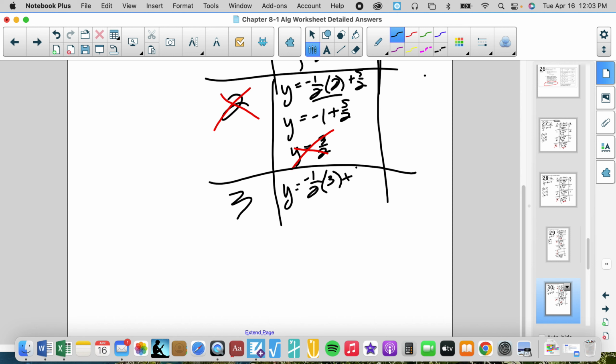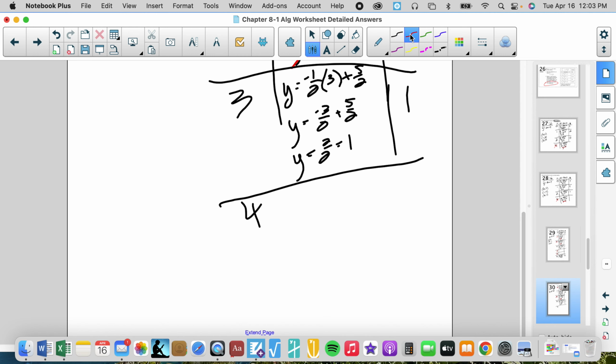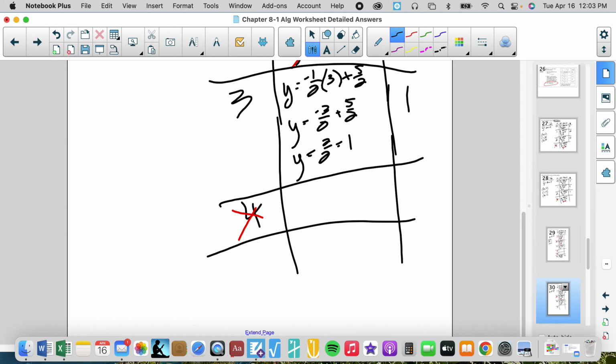1/2 times 3 plus 5/2 gives you negative 3/2 plus 5/2, which is 2 over 2, which equals 1. That worked. We're not going to do 4. 4 we know is not going to work. Let's do 5. 5 will work.